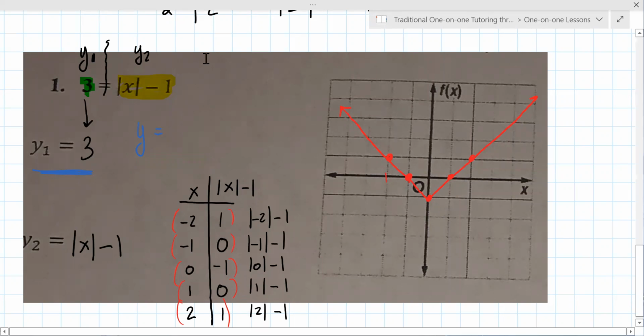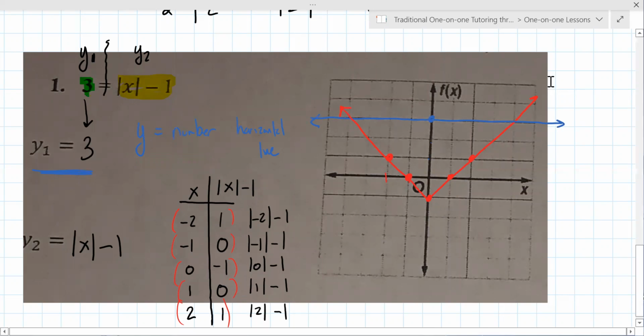Whenever you have y equals a number, this is always a horizontal line. More specifically, it's a horizontal line through 3. So here's 3 on the y-axis. It's a horizontal line through 3. That means that y is always 3.